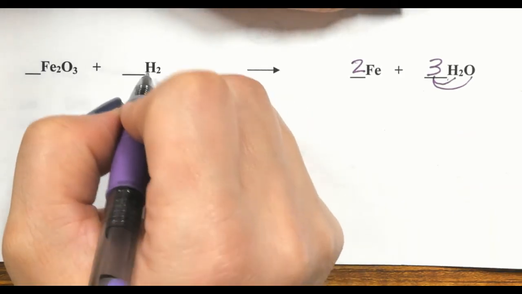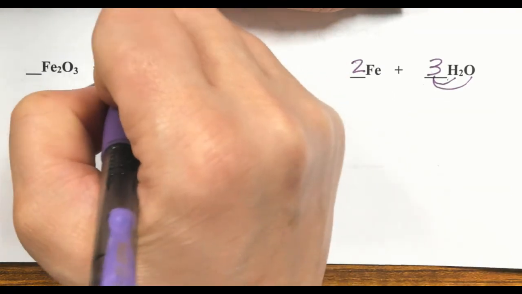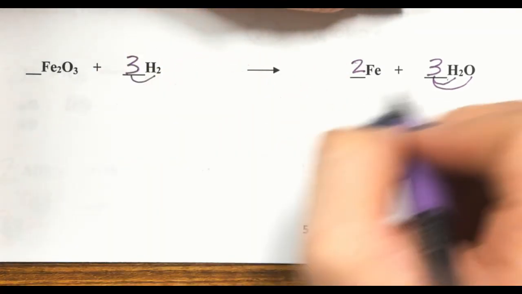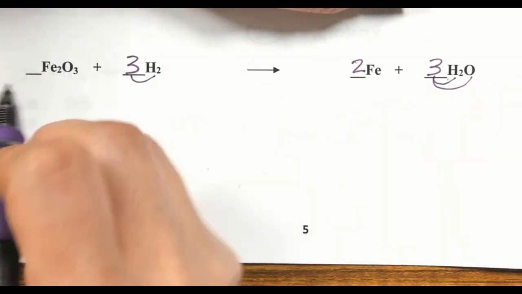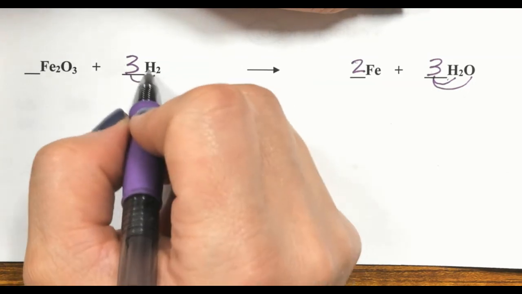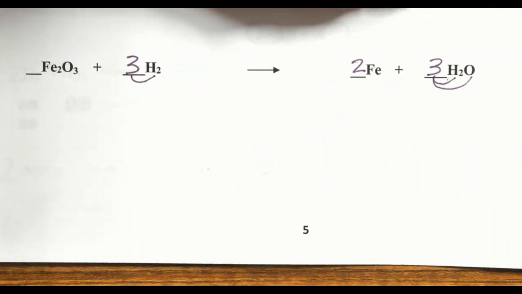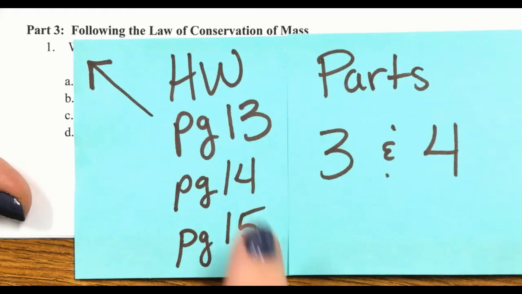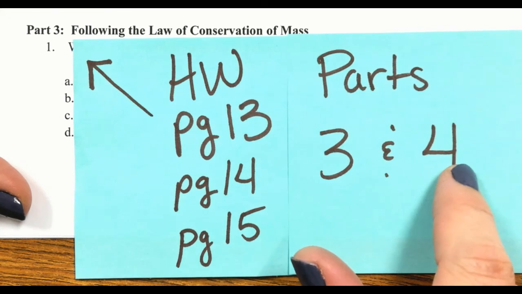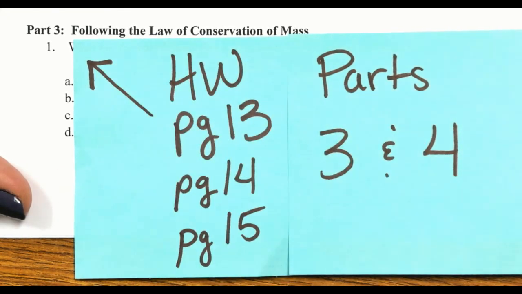Now hydrogen, 2 on the left. 3 times 2 is 6 on the right. So look, I'll just put a 3 here, and now I have 3 times 2 is 6, 3 times 2 is 6. 2 irons, 3 oxygen, 3 oxygen, 3 times 2 is 6 hydrogen, 3 times 2 is 6 hydrogen, and now this equation is also balanced. I'll be able to turn to pages 13, 14, and 15 and complete parts 3 and 4, which are all balancing equations to follow the law of conservation of mass.